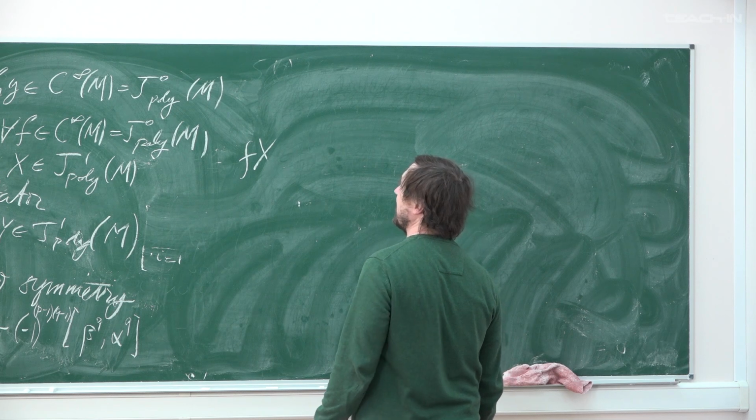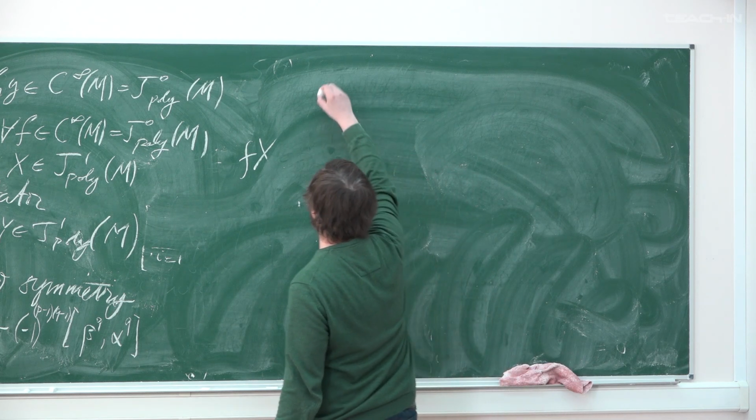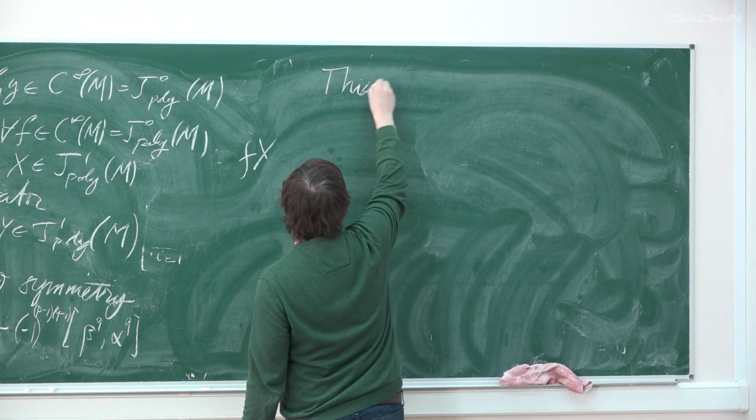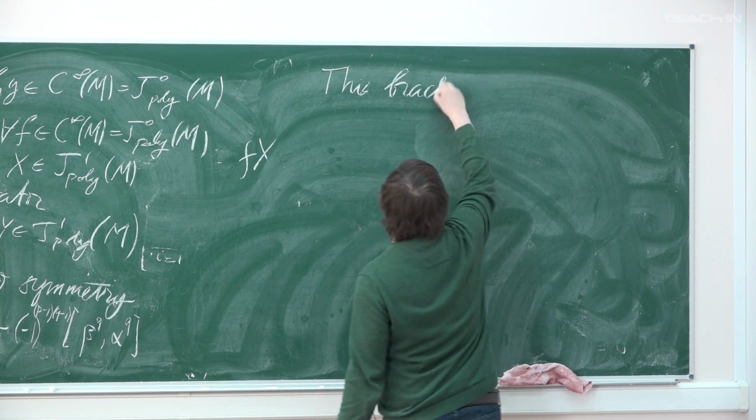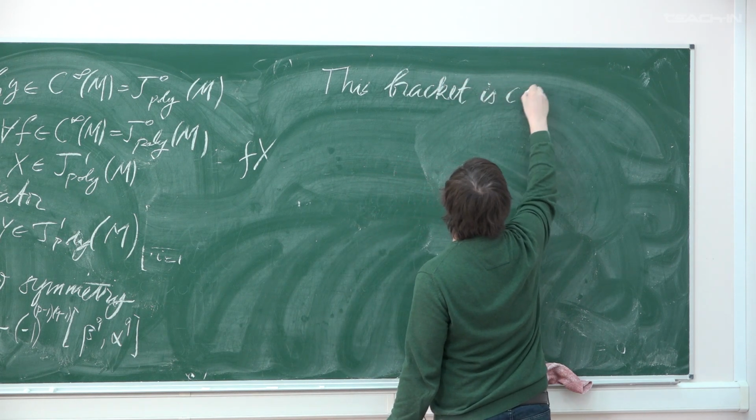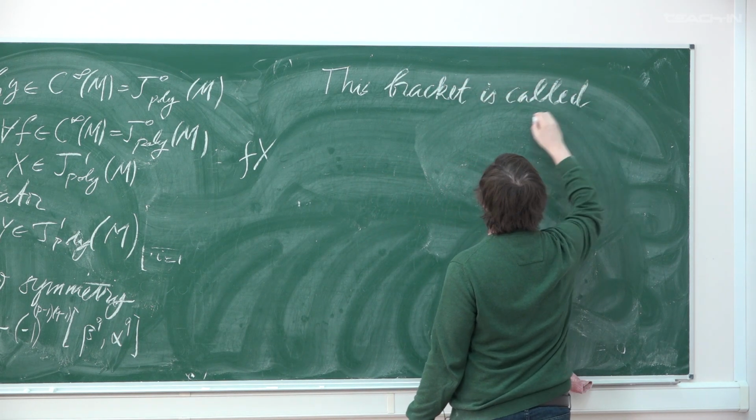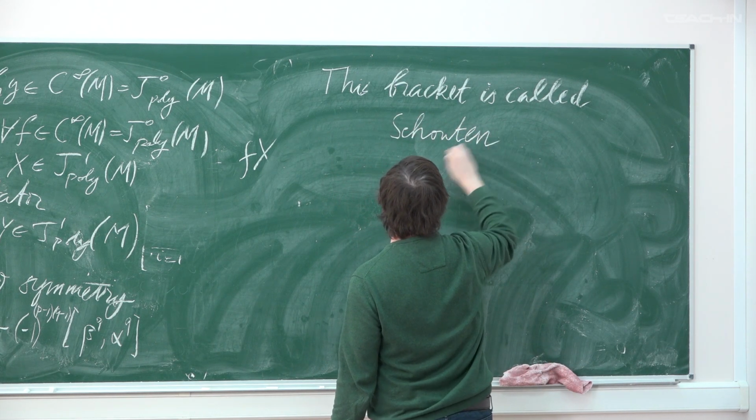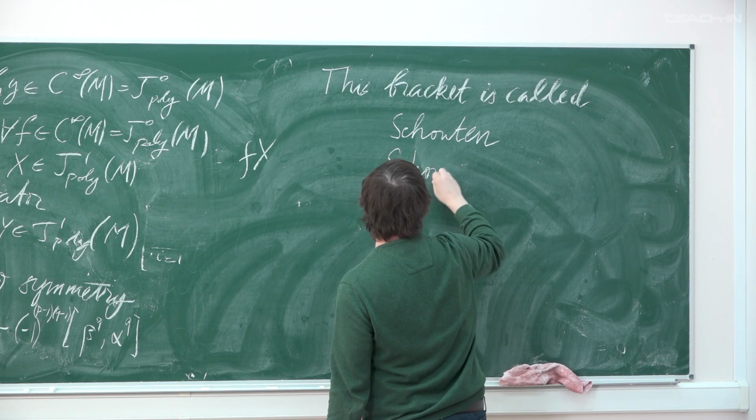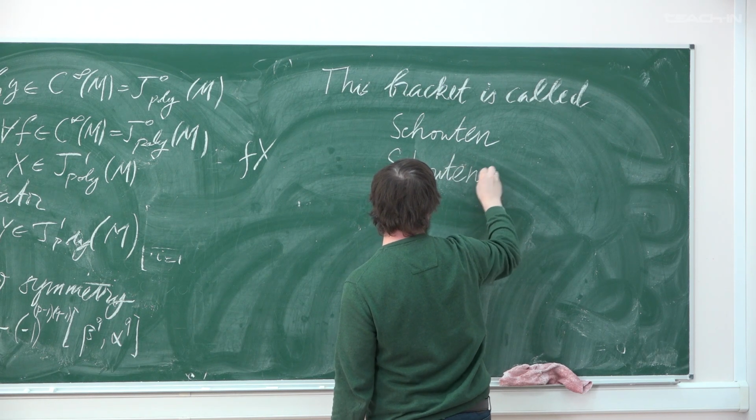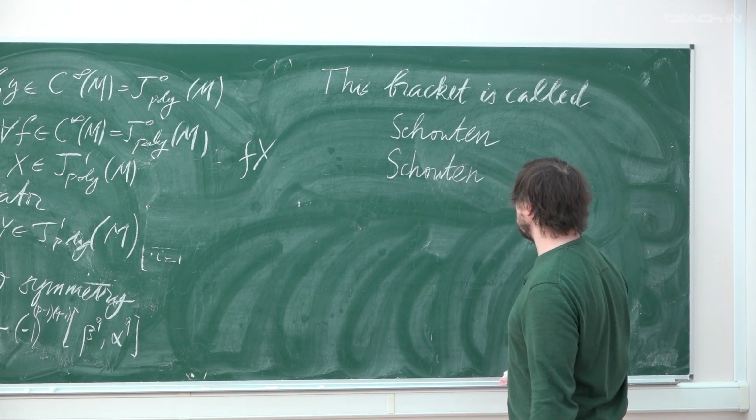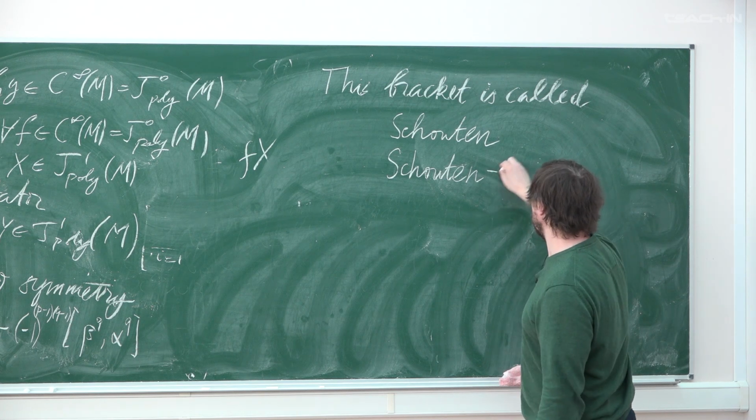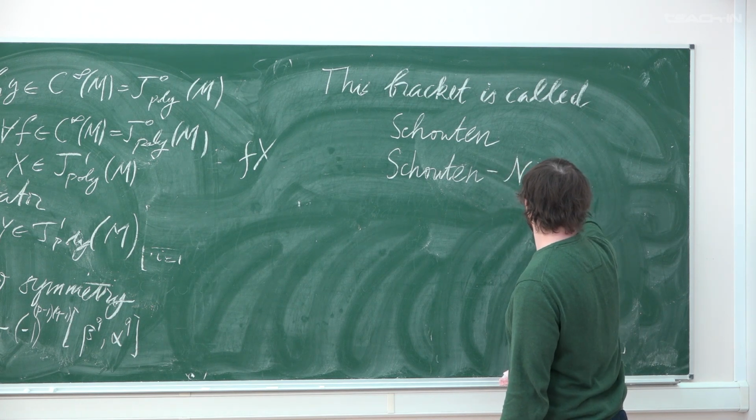What is the purpose for us to introduce this bracket? So let me again spell for you the name of this bracket. This bracket is called the Schouten bracket, or the Schouten-Nijenhuis bracket. I don't remember which of these Dutch guys was the disciple and which was the teacher, but they were related like this. I think Nijenhuis was the teacher, but I'm not sure.